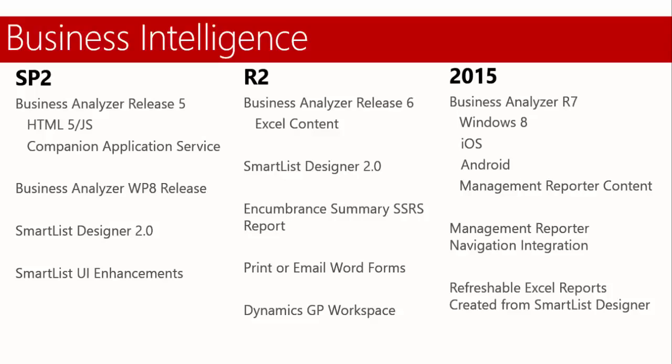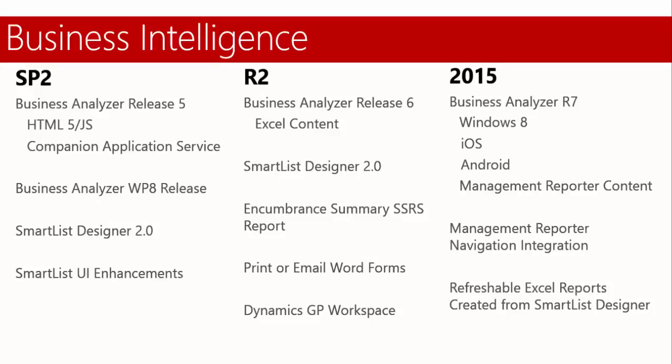In the Dynamics GP 2013 R2 release, we added the ability to have Excel content in Business Analyzer, made more enhancements to SmartList Designer, added the ability to print or email Word forms, and then finally the Dynamics GP Workspace SharePoint Online app was available in the Office Store.